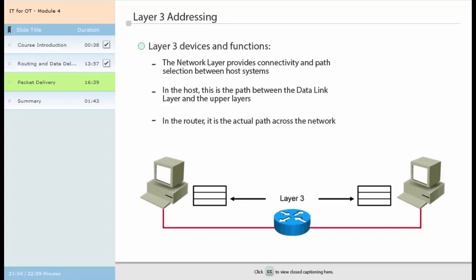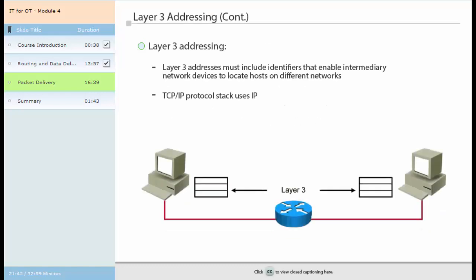Once the path is determined, the router encapsulates the packet in a new frame and sends the packet toward the destination end device. Layer 3 addresses must include identifiers that enable intermediary network devices to locate hosts on different networks. In the TCP/IP protocol suite, every IP host address contains information about the network where the host is located. Intermediary devices that connect networks are called routers.